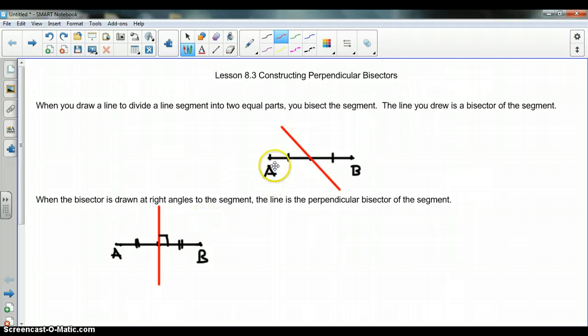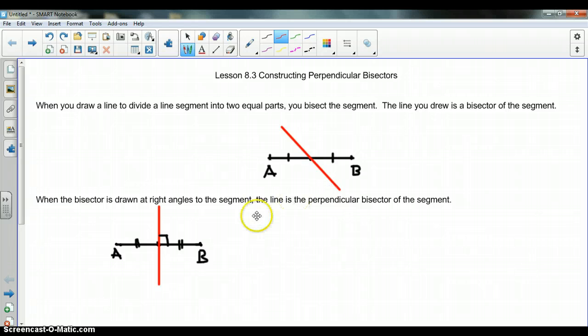So here it is written here. I had a line AB. I drew this here as the bisector. It meets it right in the middle. And how do I know? Because I have this little dash. This little dash tells me that this side is equal to this side. So there is your bisector.